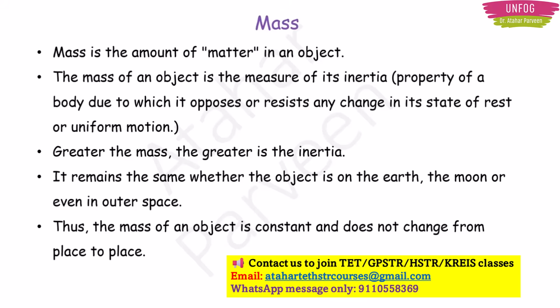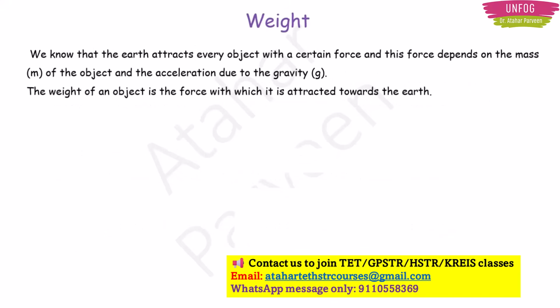Now there is another term which looks like mass but it is not mass. We call it weight. For this we will have to deal in a different manner to understand it. Now we know that the earth attracts every object with a certain force and this force depends on the mass of the object and acceleration due to gravity. So much we have learnt. Now what is weight? Weight of an object is the force with which it is attracted towards the earth. It looks like mass but it is not mass at all. It is a force, the force with which the body is attracted towards the earth. That is known as weight.